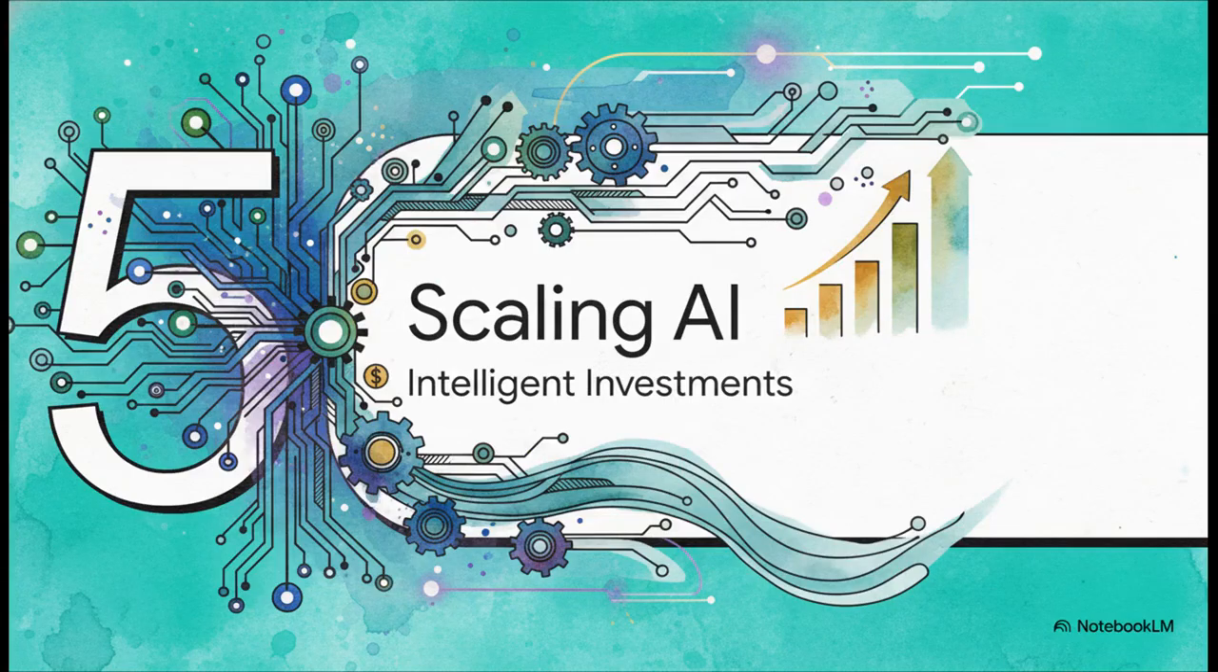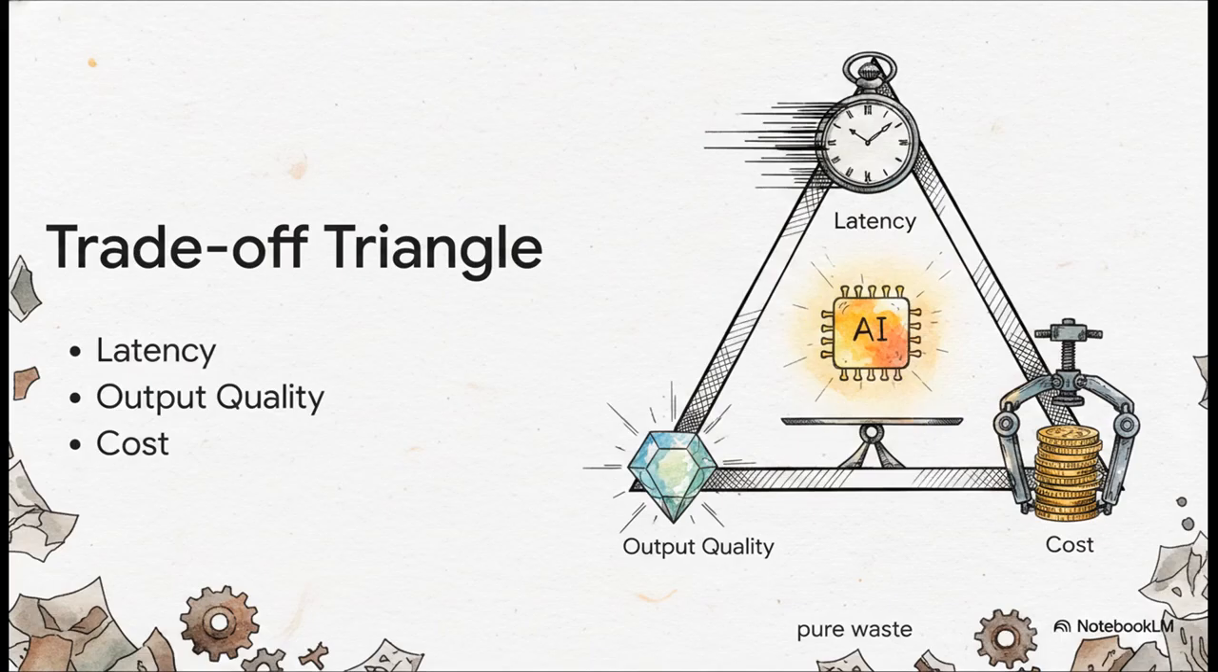Okay, let's bring it all together in Section 5, scaling AI investments. The biggest cultural shift this entire playbook drives is illustrated perfectly by the trade-off triangle. We have to realize that not all AI spend is equal, right? A dollar spent on an LLM call that resolves a really complex customer support ticket in 30 seconds, that is an incredible investment. But a dollar spent generating a massive internal report that literally no one reads, that's pure waste.